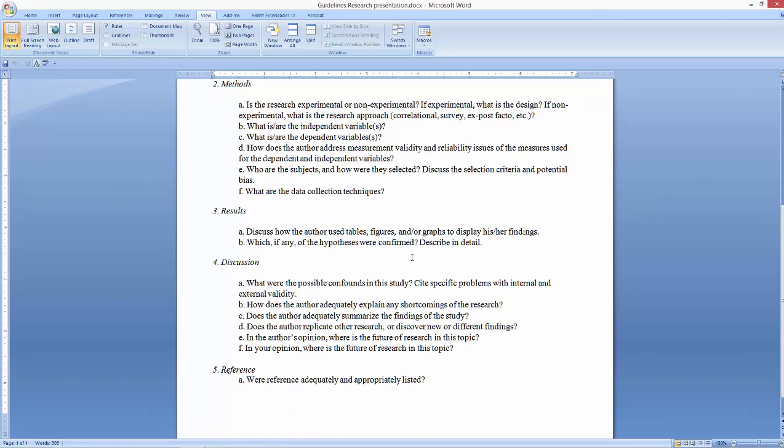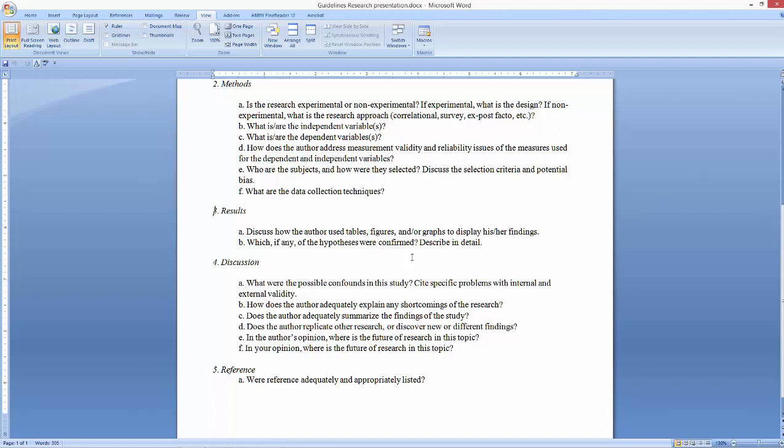Then we get to the results. Now, again, many times, all the time, in fact, to comprehensively understand the results, you need to be fluent with statistical techniques. And so I'm not requiring you, nor does this presentation want you to go into any kind of statistical techniques. What I do want you to discuss is whether the author did. You don't have to understand what they did, but did they use tables? Did they use figures, graphs to display the findings?